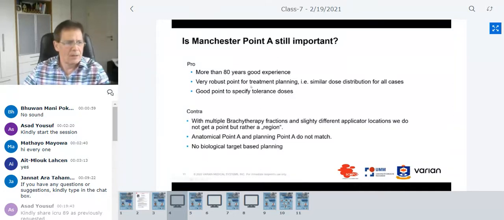What speaks against using point A? There is one point: if you perform the next fraction, your applicator is always slightly different. So it's never exactly at the same position, and this point is not really reproducible. So you get more a region than an exact point. And then we've seen in the slides before that anatomical point A and planning point A do not match in general. And of course, what we are also missing is a biological target-based planning.